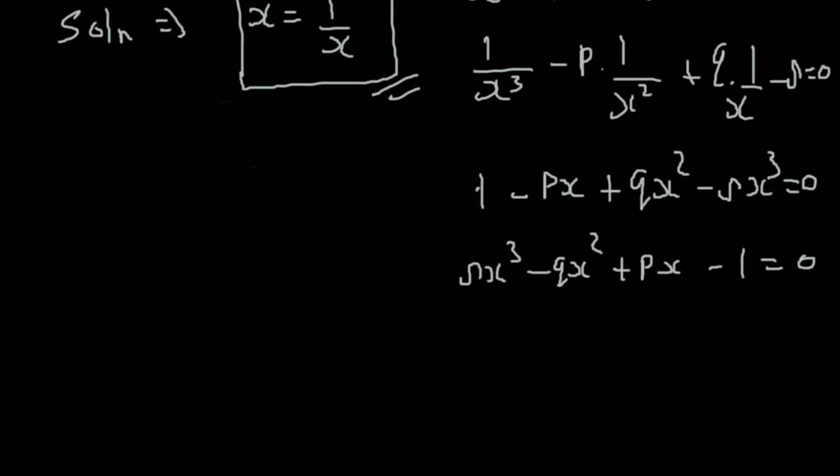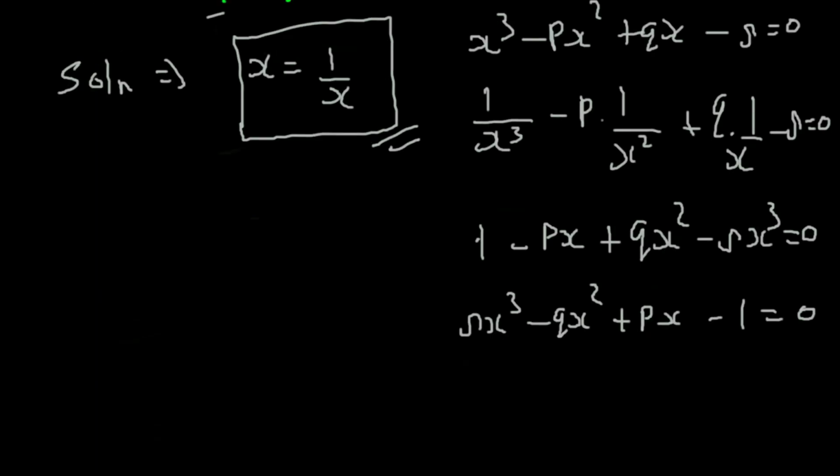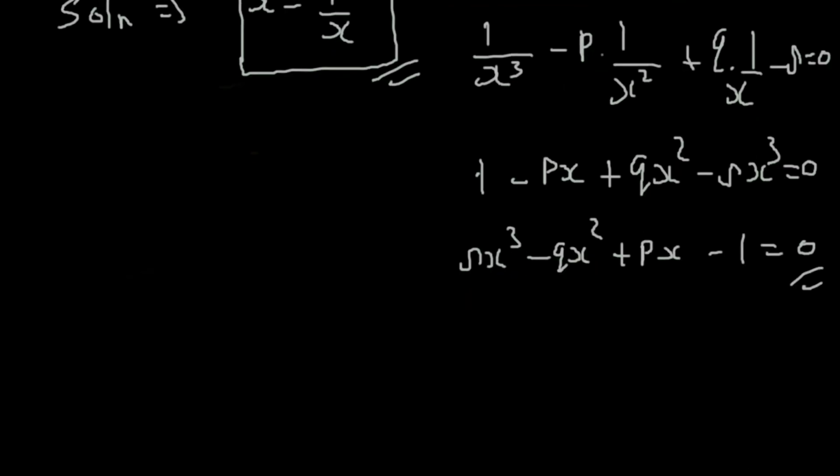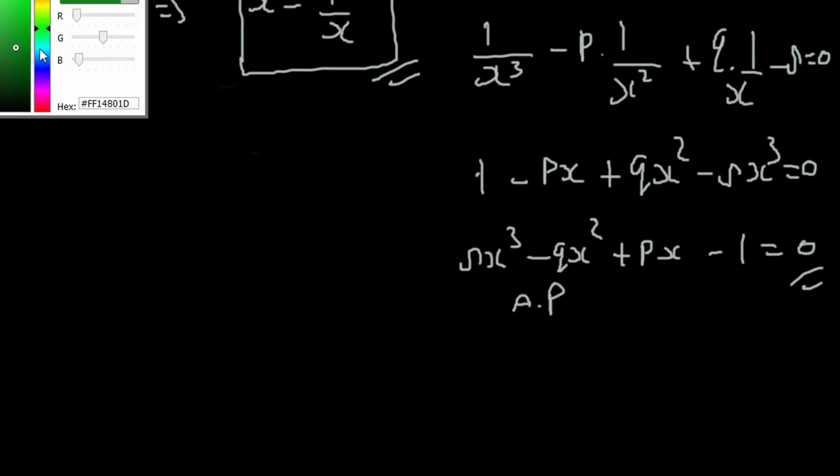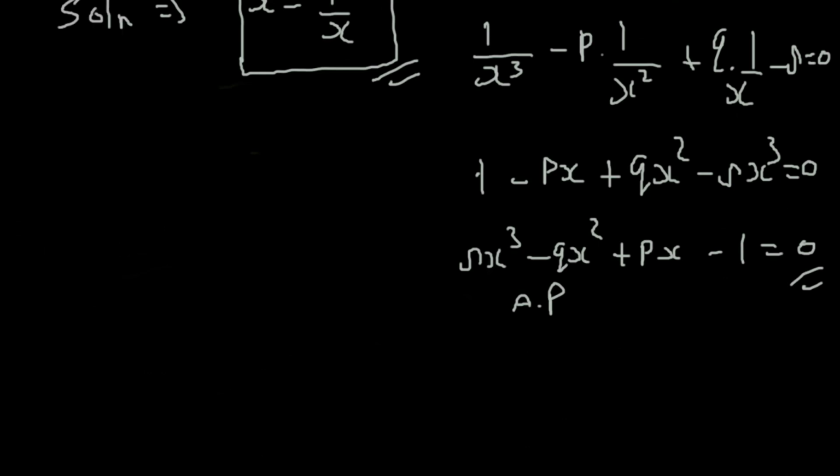So one thing in HP: whenever we put x equals 1 by x, the new equation formed is in AP, arithmetic progression. The equation of HP is changed and now it is in AP. So in AP we know that the roots are a minus r, a, a plus r.